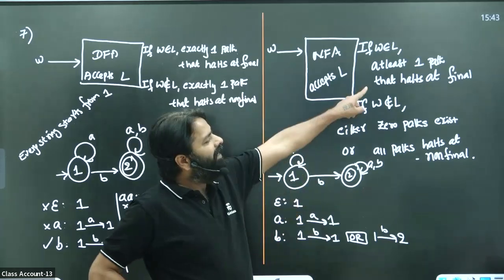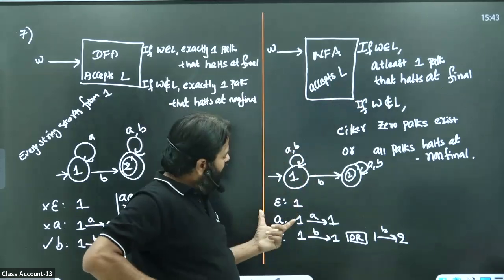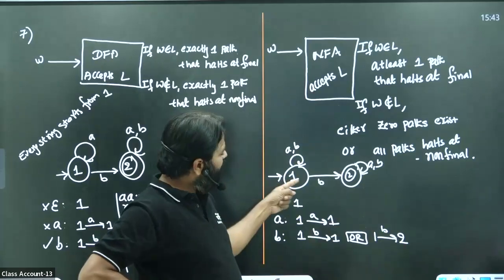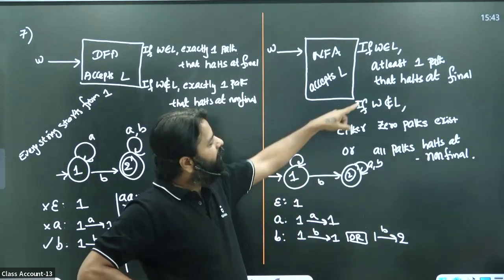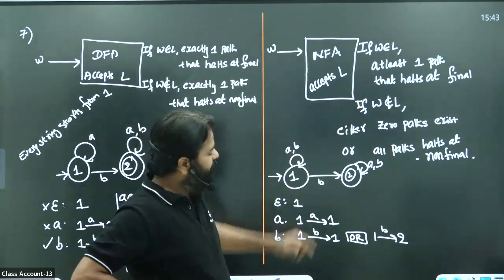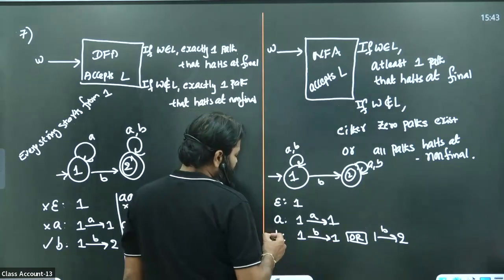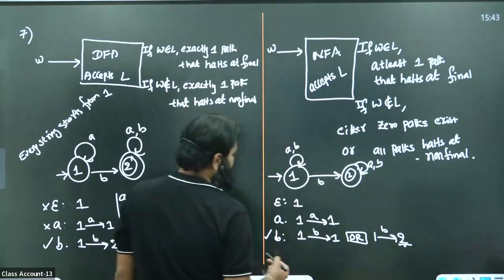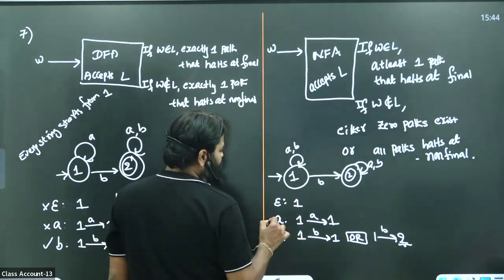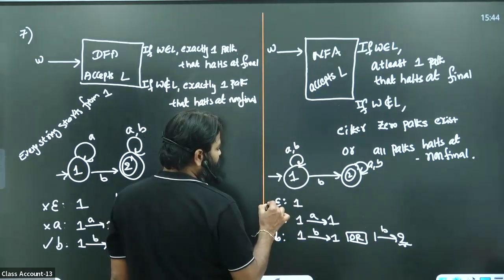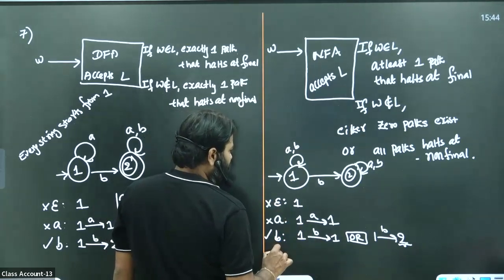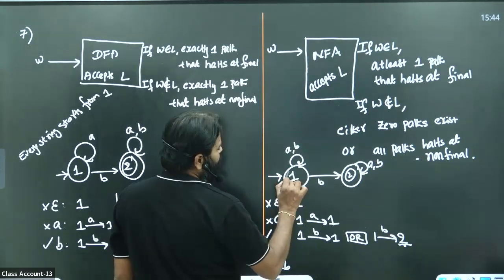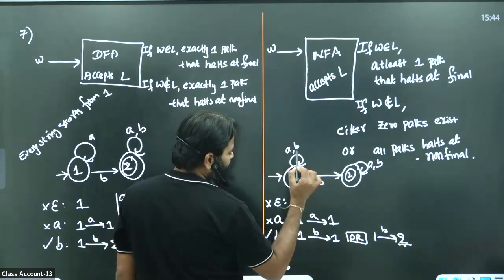Here the definition is at least one path should go to final. Out of many paths, is there any path that goes to final on B? Yes. Look at this path. Don't look at this path, because our target is to reach final. And that is the reason B is valid, because this path is also at final. And this one is altogether non-final. Only one path is there. And double A, invalid. AB, you can see AB is a valid string.